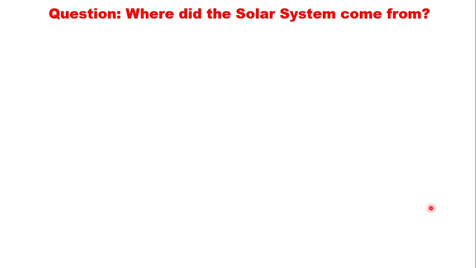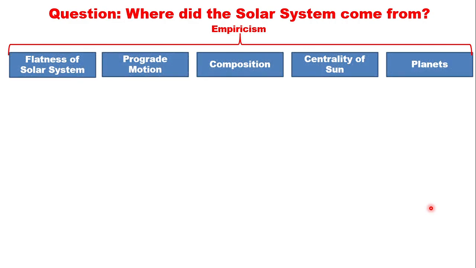So let's summarize what we have here. Our whole understanding began with the question, where did the solar system come from? And in the scientific approach, we then began with empiricism. We looked for observational data, and we saw things like the flatness of the solar system, the prograde motion of almost everything in the solar system, the composition of the solar system matching the composition of nebulae, the centrality of the sun, and the different types of planets.